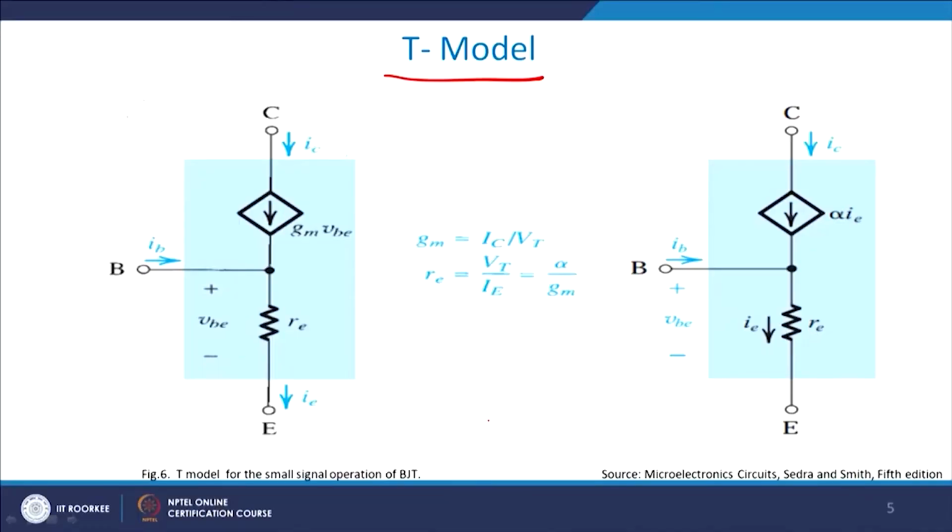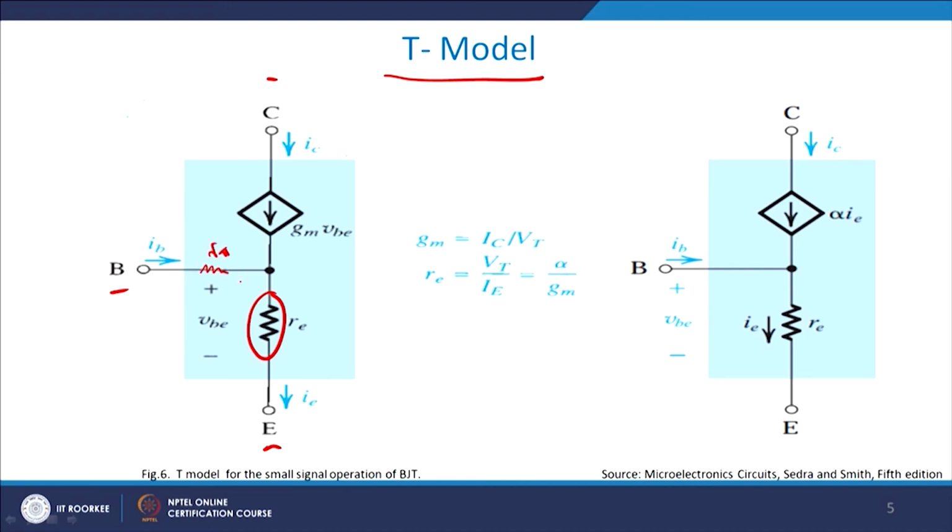The second model: most of the time you use a hybrid pi model for most practical purposes, but sometimes you also use what is known as a T model. This is the transmission model or T model which you see. The T model is still a 3 terminal device, so base, collector and emitter. We have also seen that the resistance between emitter and base is RE, looking from the emitter side. Looking from the base side, it would have been R pi, but since we are looking from the emitter side in this case, we are giving RE.